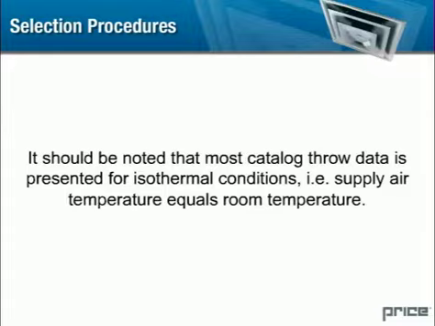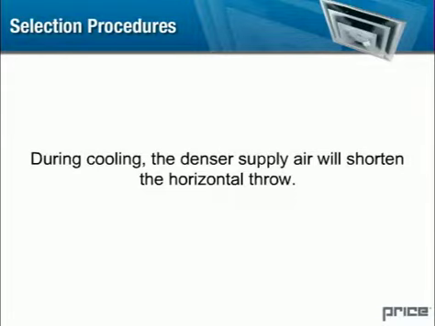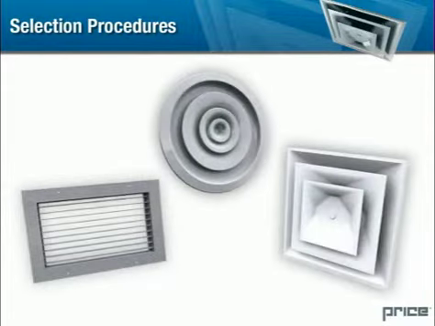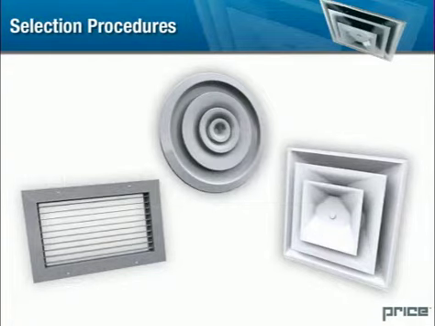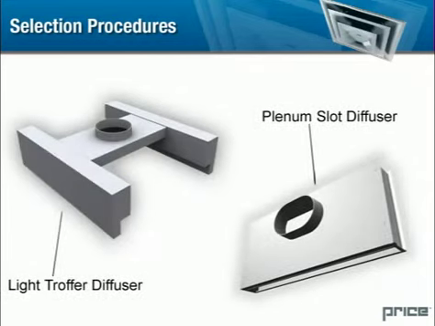It should be noted that most catalog throw data is presented for isothermal conditions. In other words, the supply air temperature equals the room temperature. During cooling, the denser supply air will shorten the horizontal throw. When selecting outlets for VAV application, both minimum and maximum air quantities must be considered for throw. Although many models of outlets provide excellent horizontal air pattern at extremely low flows, throws may be reduced below acceptable limits. Slot diffusers and light troffer diffusers tend to maintain reasonable throws at low air volume and are therefore a good choice for this application.